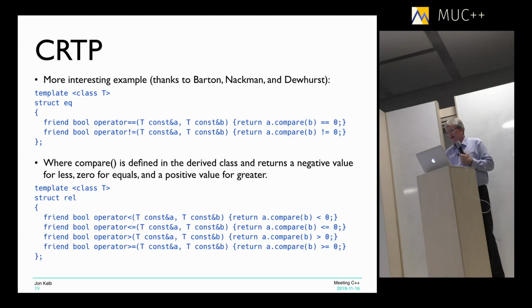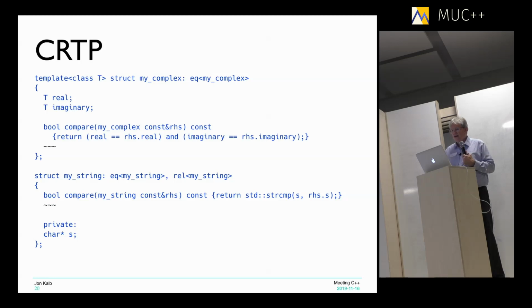So we're putting all this logic in the base class, and then we can create a class like, for example, the complex class. Now, complex won't support less than or equal because complex doesn't do that. But it will do equality and inequality. So you want to derive your complex class from eq of my complex.